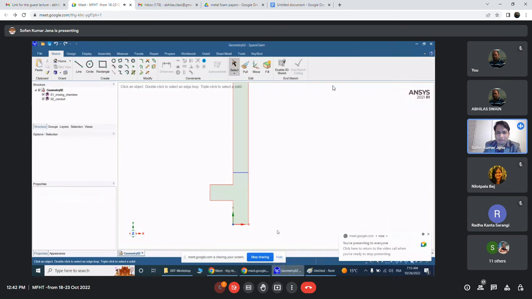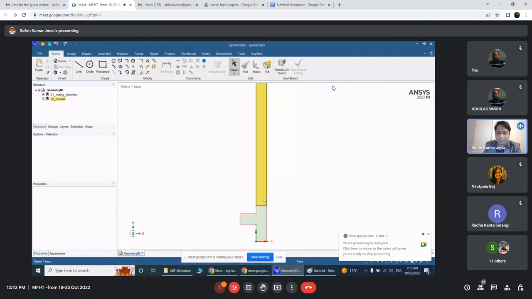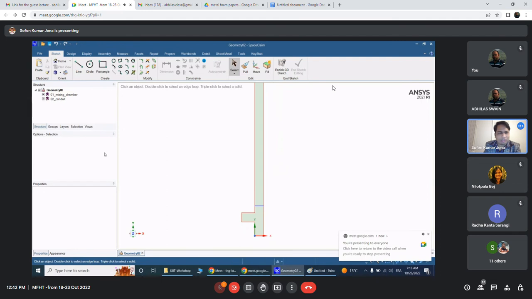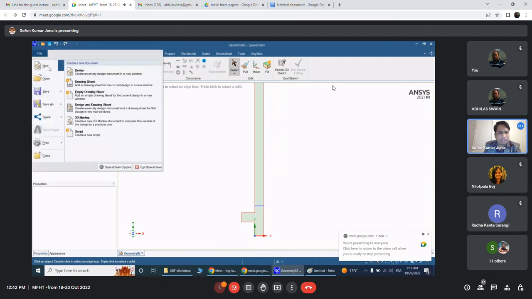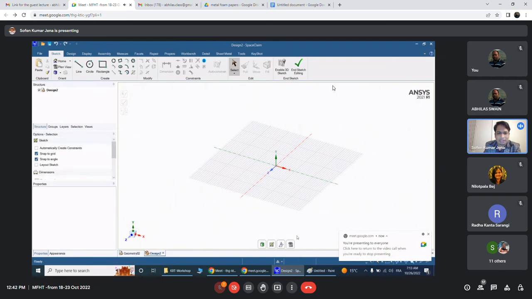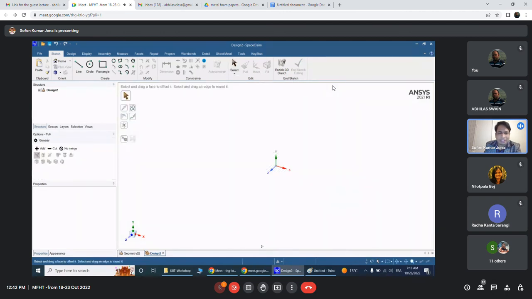We'll do the slot flow simulation. I have already prepared the geometry for you. This is a geometry created using ANSYS SpaceClaim. You can create it too. I'll show you. If you go to New Design, this is my SpaceClaim environment. Geometry creation here is much easier compared to any other CAD software. If you know CAD, this is very similar.